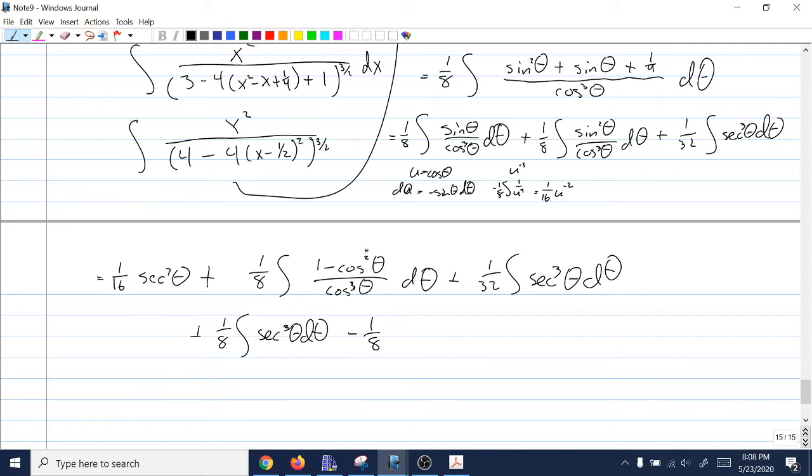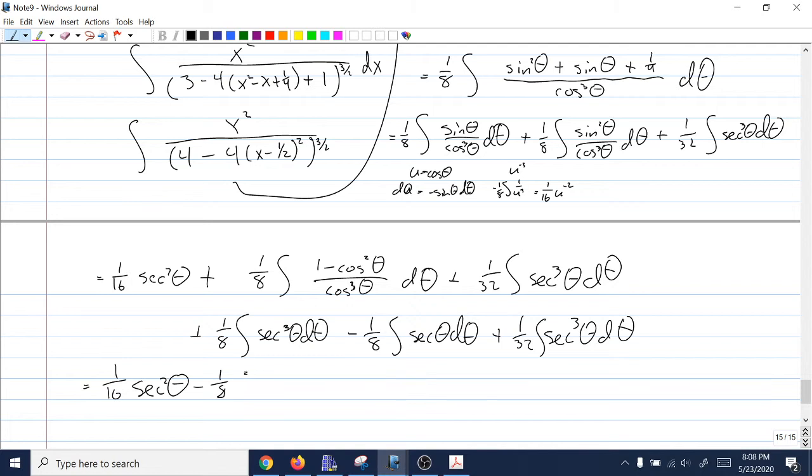Minus 1/8 cosine squared over cosine is just 1 over cosine, so I'm integrating secant. I know how to integrate secant. So I'm getting 1/16 secant squared theta minus 1/8 integral of secant theta, which is natural log absolute value secant theta plus tangent theta, plus 1/32 plus 1/8 is 5 over 32 integral of secant cubed theta.